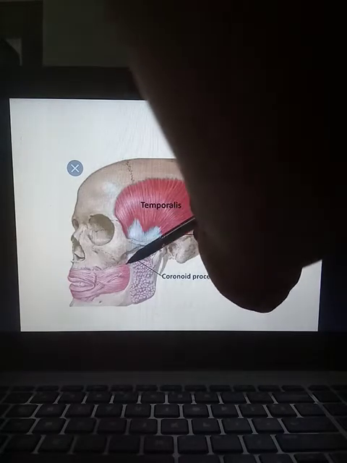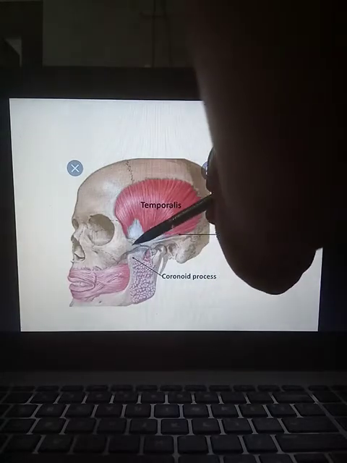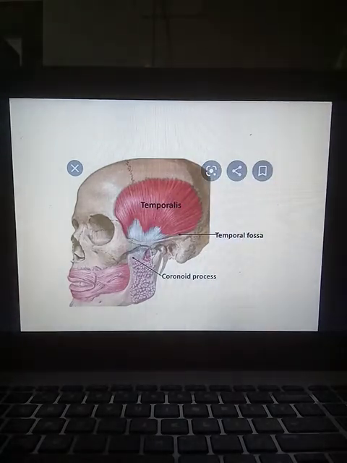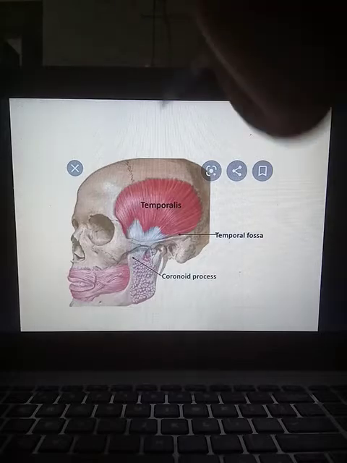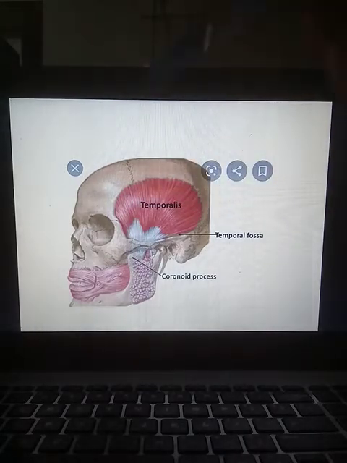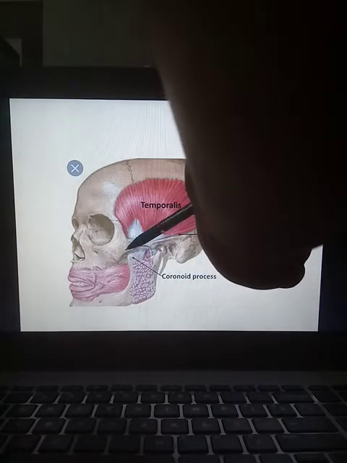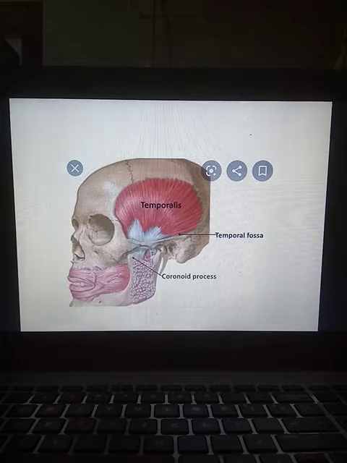And on the anterior border of the ramus of the mandible and the coronoid process. So the temporalis muscle has its origin from the temporal fossa and from the temporalis fascia. It will get inserted on the coronoid process and the anterior border of the ramus of the mandible. It will again be supplied by a division of the mandibular nerve, that is, the deep temporal branches.